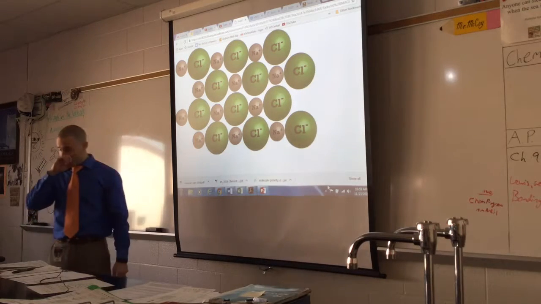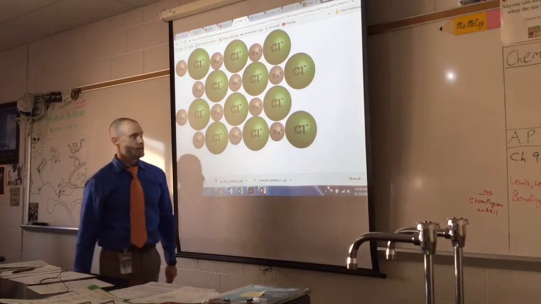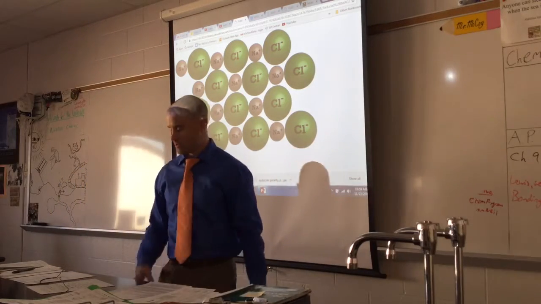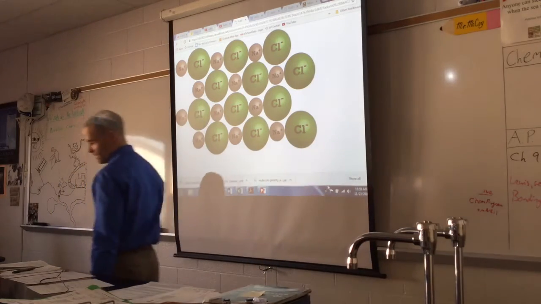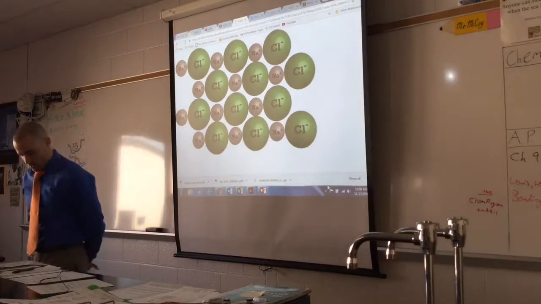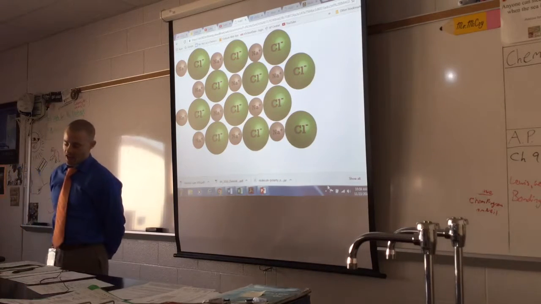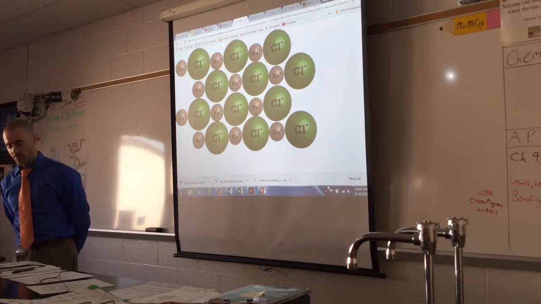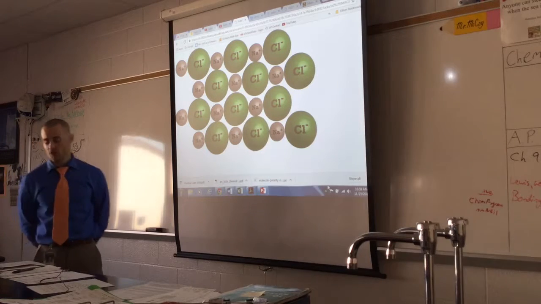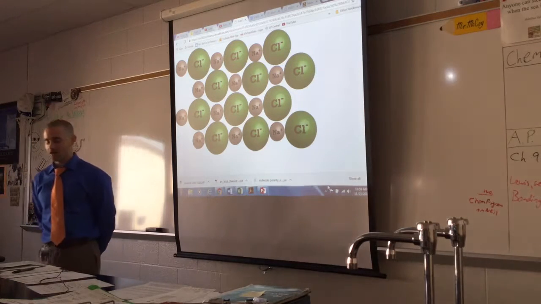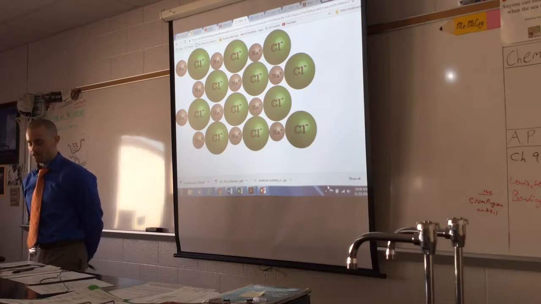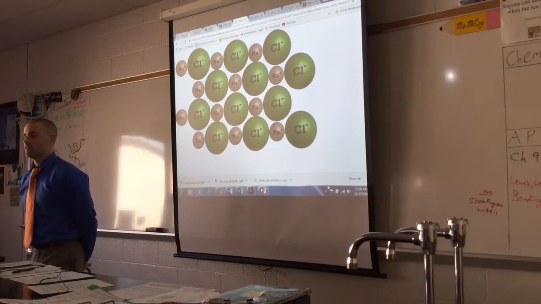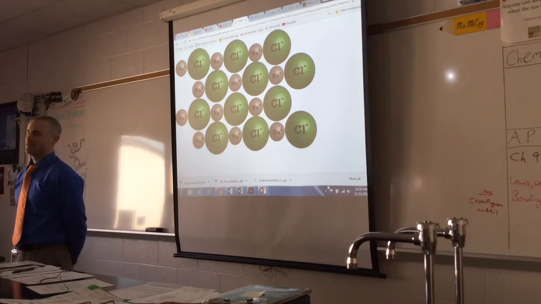But the Na being so small helps the attractive forces here, because it can get a little bit closer. Another way to word this: the cations and anions arrange themselves in a 3D array that maximizes attractive forces and minimizes repulsive forces. What does that mean?